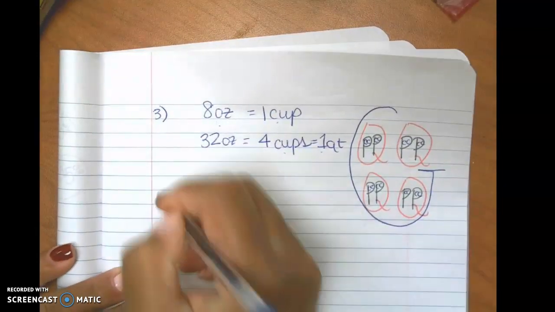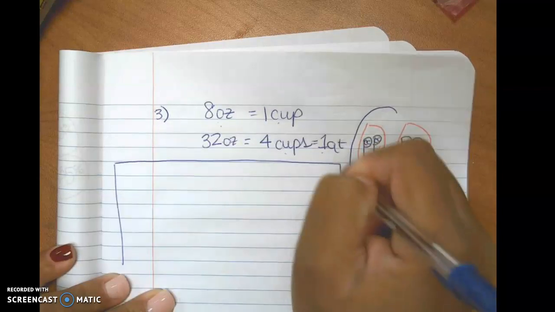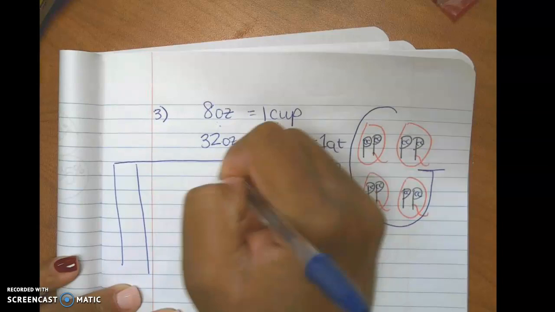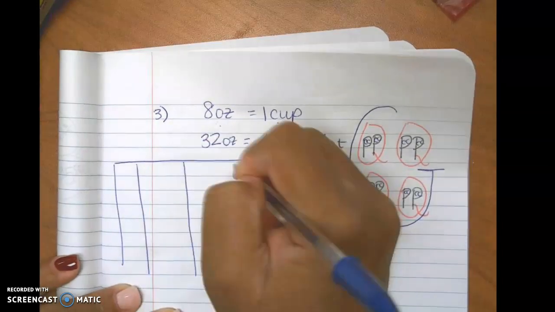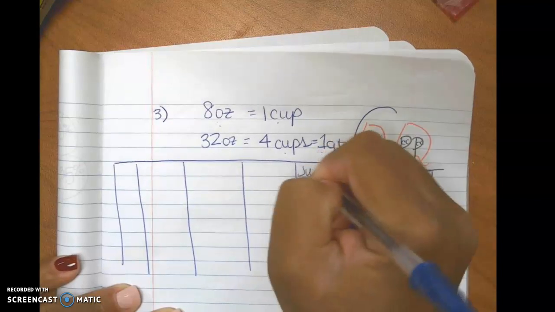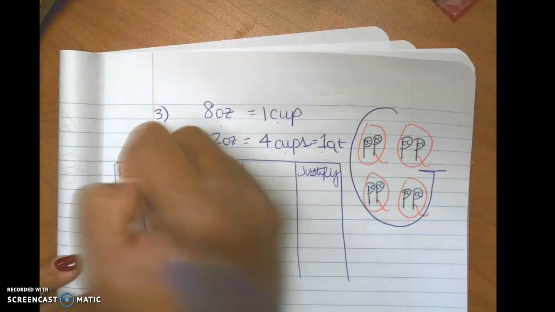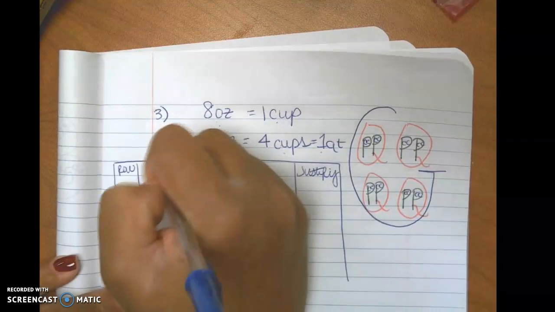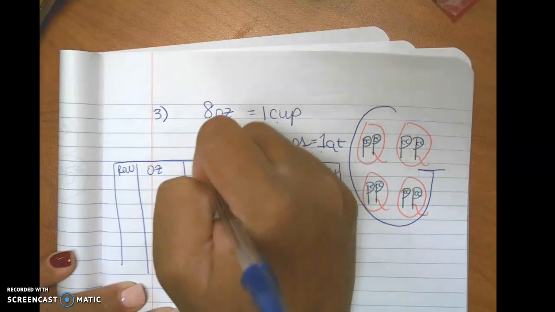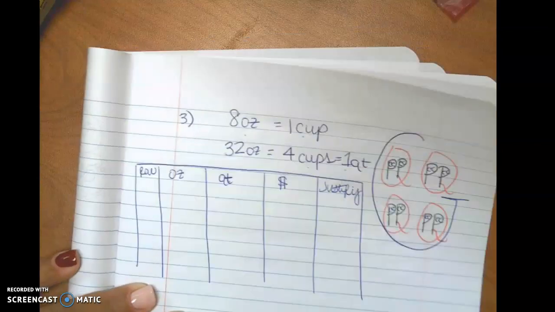Make a ratio table to understand this a little bit more. Row. Give it 3 columns in the middle. And justify. I have ounces and quarts and then cost.